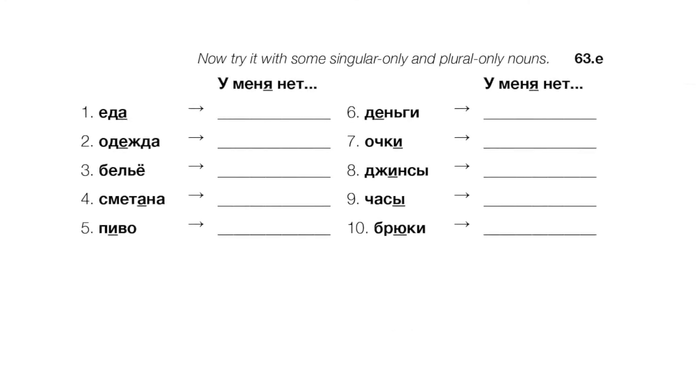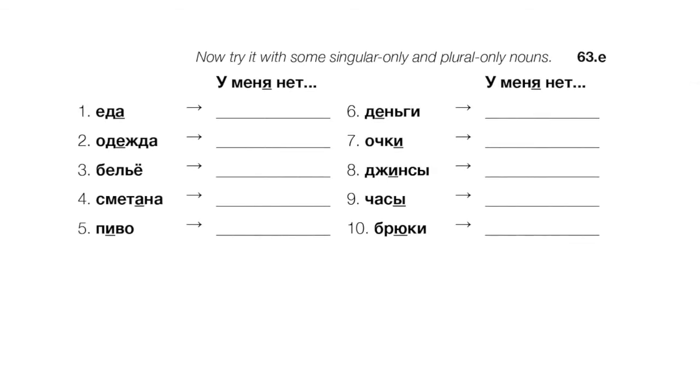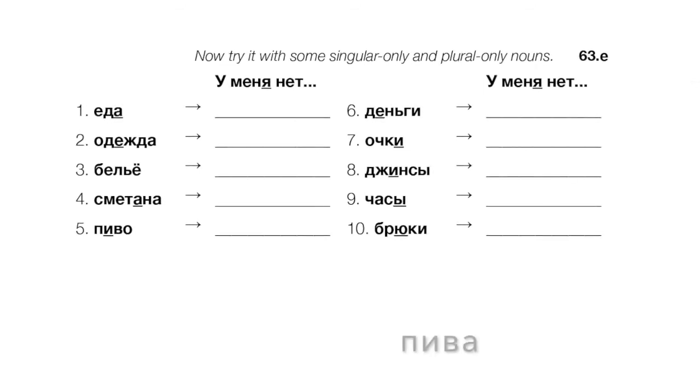4. I don't have sour cream. У меня нет сметаны. 5. Пиво. Okay, liquid, right? So it would normally be a non-count noun. У меня нет пива.